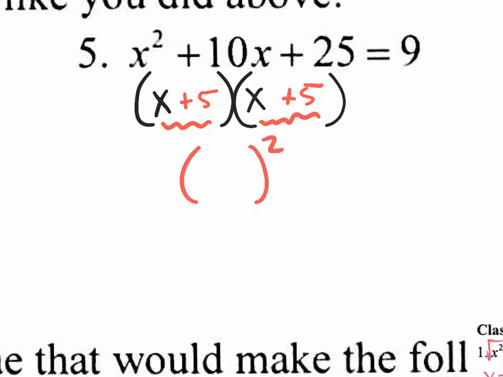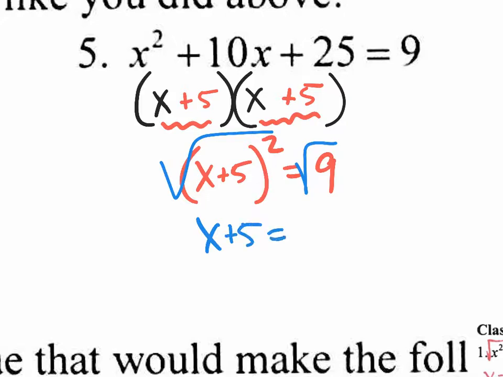I could rewrite that as a binomial squared with the x plus 5 right there equaling 9, which means now I could go back and square root both sides and solve that way, right? Square root, x plus 5 equals plus or minus 3. Subtract 5. Rewrite your answer. X equals, put the minus 5 first and the plus or minus whatever second.